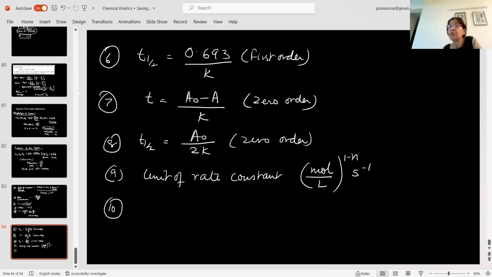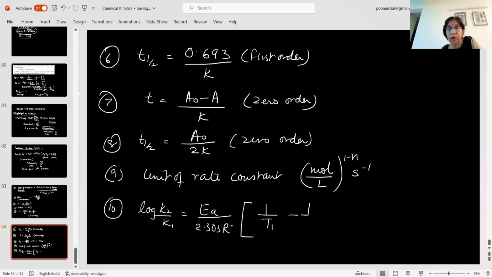And the last one that we learned is this one: log k2 by k1 is equal to Ea by 2.303 R, and 1 upon T1 minus 1 upon T2. So these are the 10 equations.